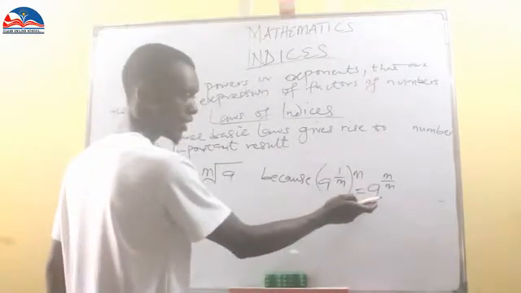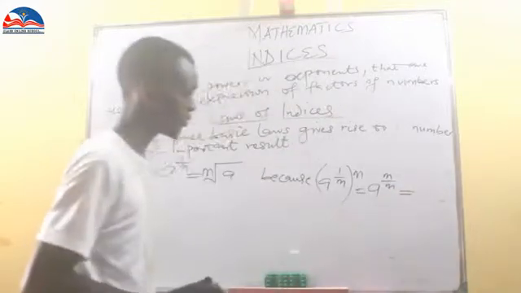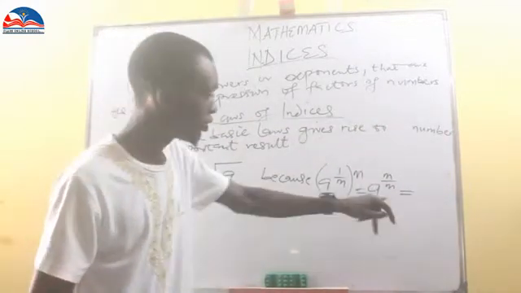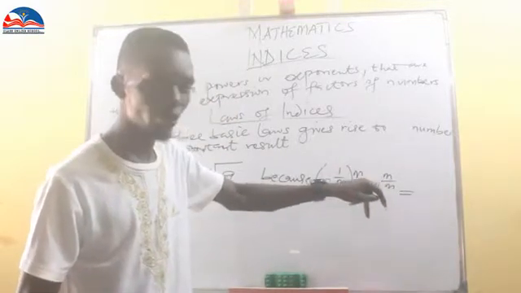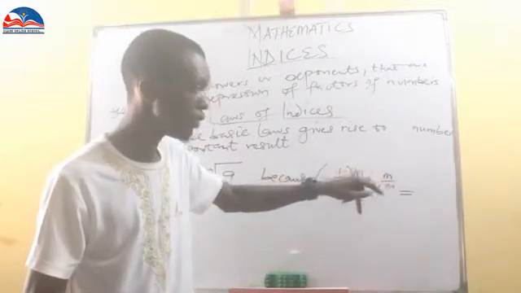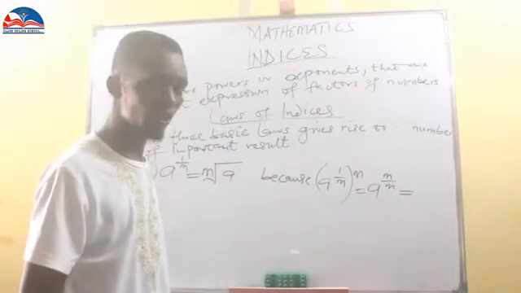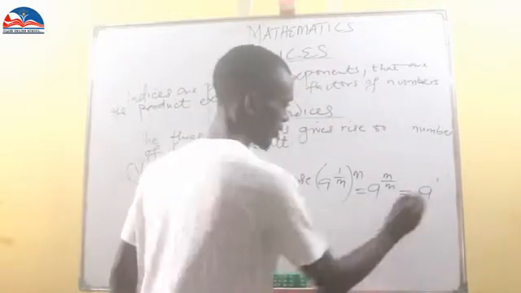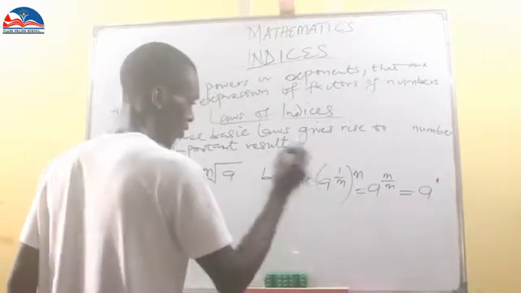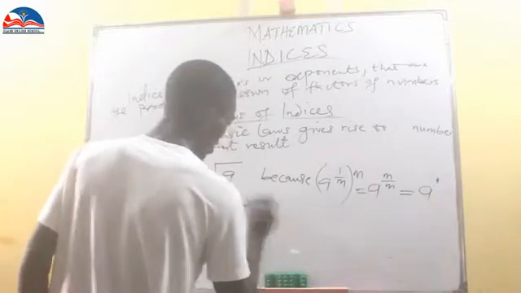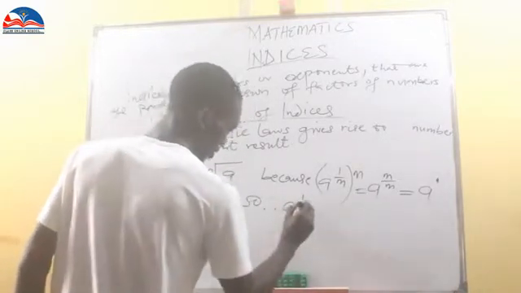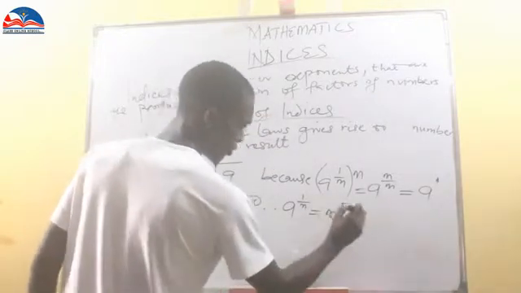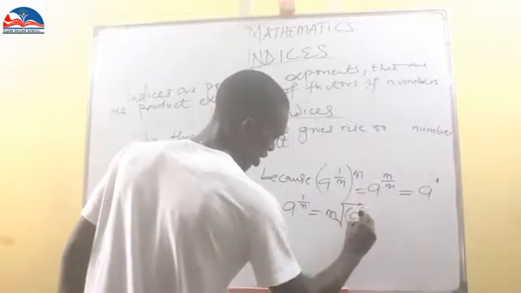So therefore, we have A index M over M, which is equal to A index M over M. M divided by M will give us 1. M cancels M, 1. So I want to have A index 1 over 1, and 1 over 1 is 1. So I have A index 1. So therefore, A index 1 over M is equal to M root A.